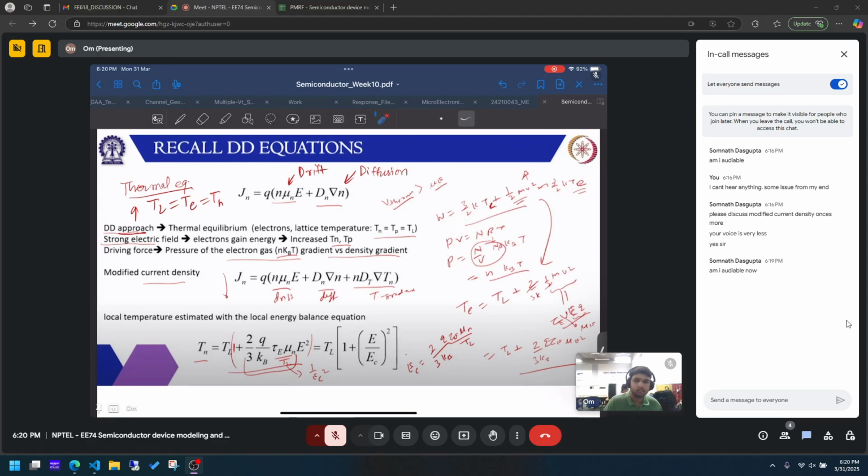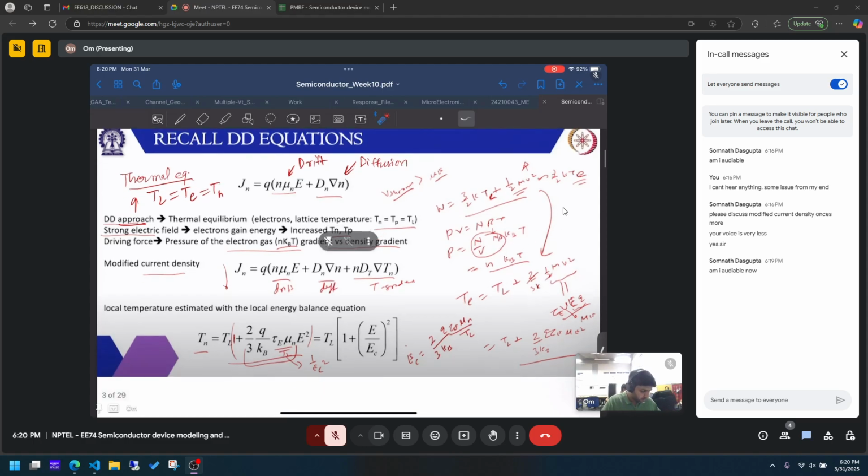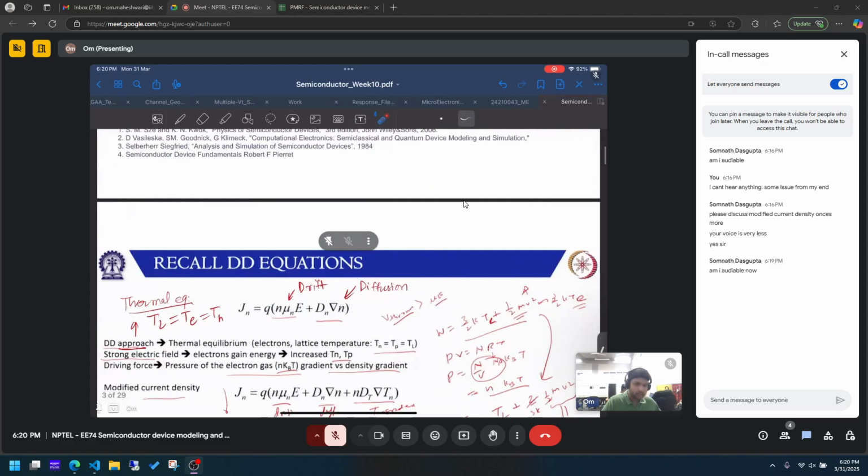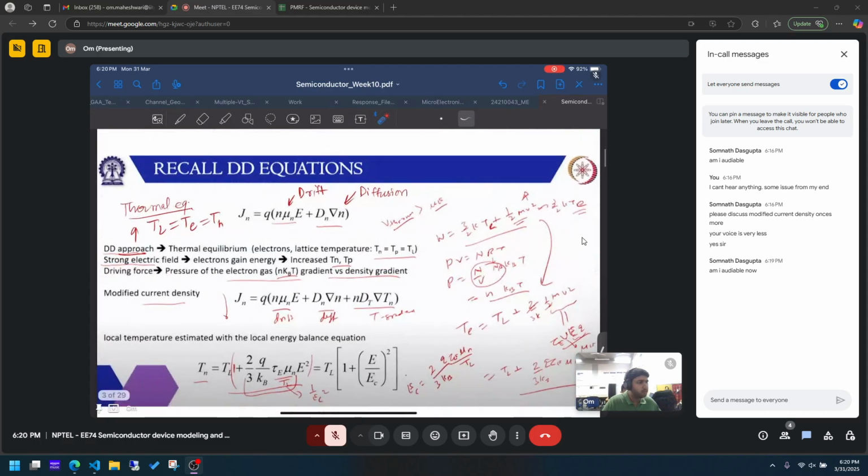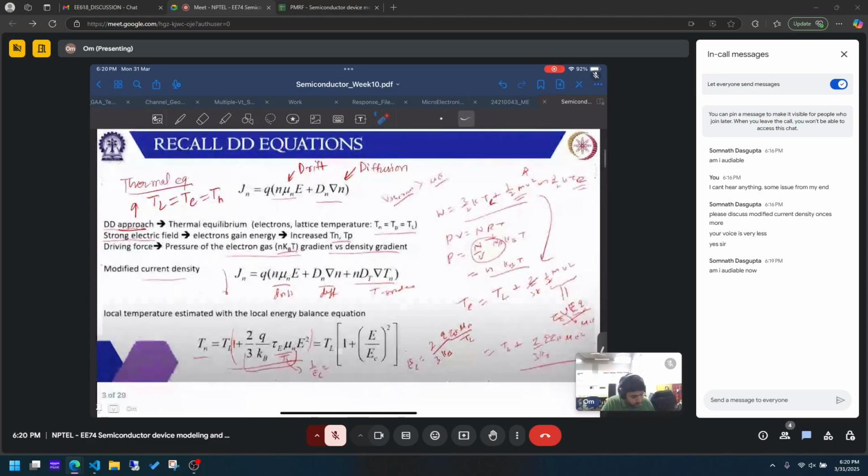Okay, so sorry for the technical difficulty. So let me start again. Okay, so I started with the overview of the drift diffusion equation and the motivation, like why do we need the hydrodynamic model. So earlier we had seen this is the drift diffusion equation for the current density, where the electric field is the drift part, and the change in concentration gradient is the diffusion part.